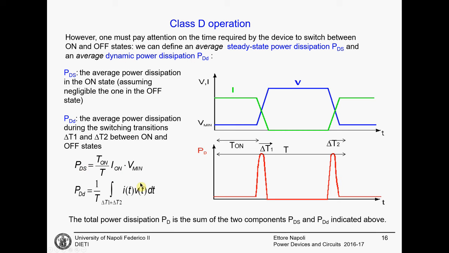For the dynamic power dissipation, we can define this as the integral of the current multiplied by the voltage, integrated along the periods in which there is the switching, delta T1 and delta T2, divided by the period. The total power dissipation, PD, will be the sum of these two components, PDS and PDD. Now that the topic is clear, which is the final target of these Class D operated amplifiers, we can start studying a typical circuit.